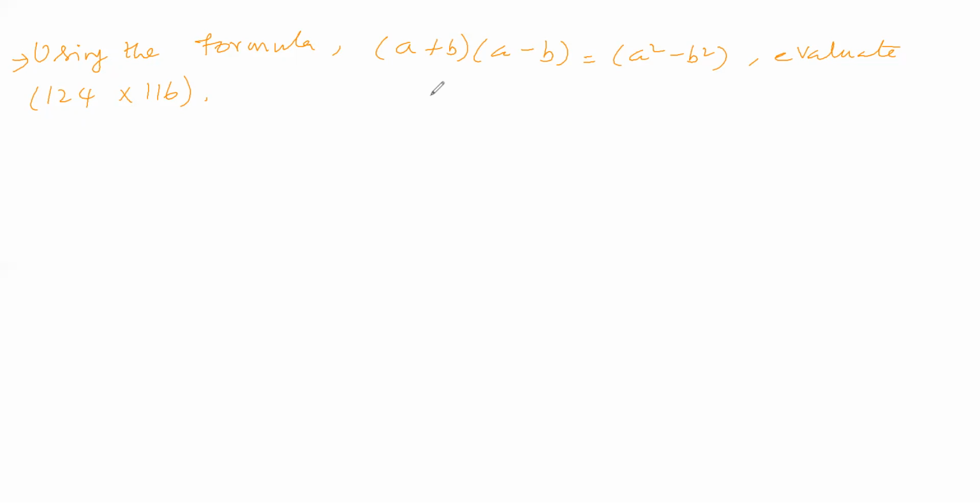Okay, so now we will write this 124 as 120 plus 4, and 116 as 120 minus 4. So a plus b, a minus b, we got it. Which is equal to a square minus b square. So 120 square minus 4 square. That's all. So 120 square is how much? 14,400. 4 square is 16. So we are getting the answer. Sorry, we will go for the next question.